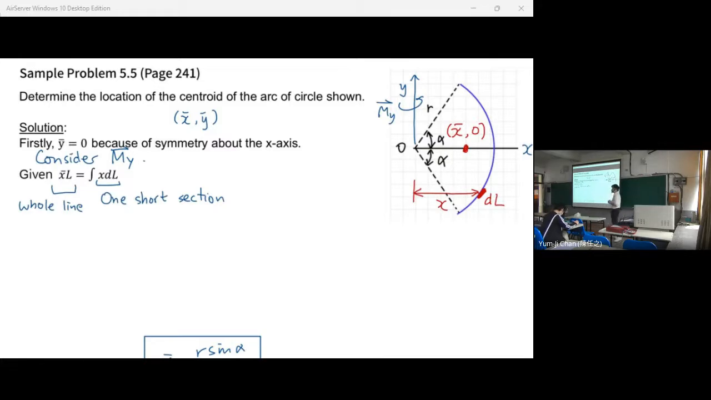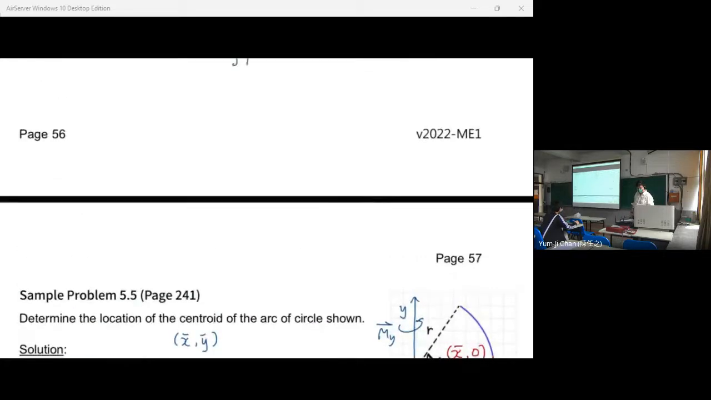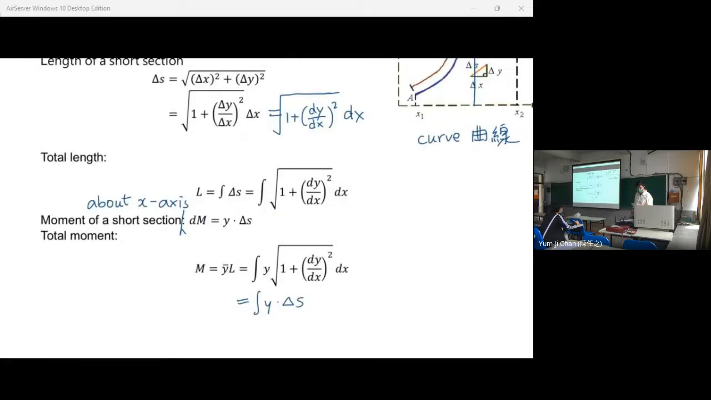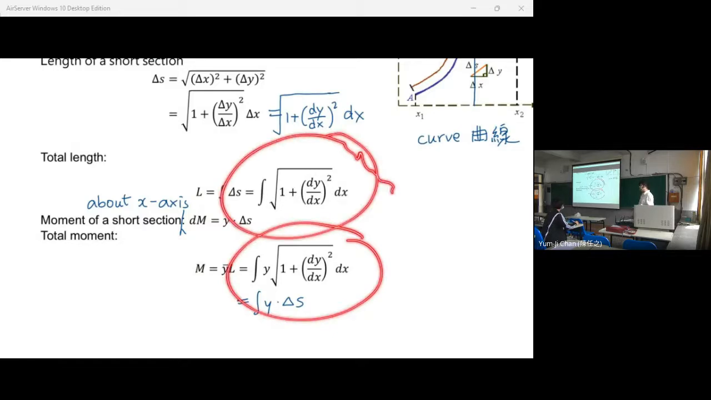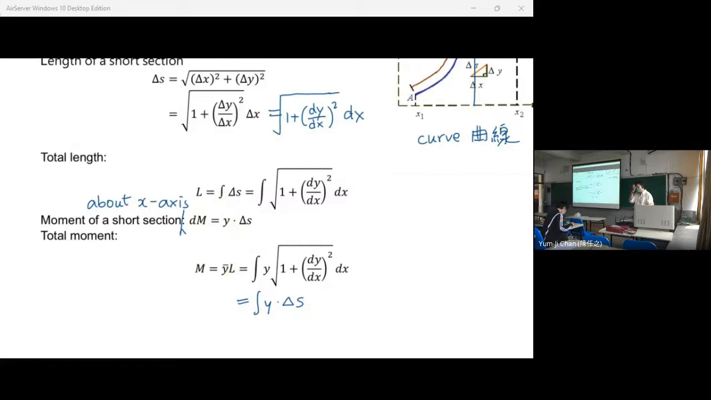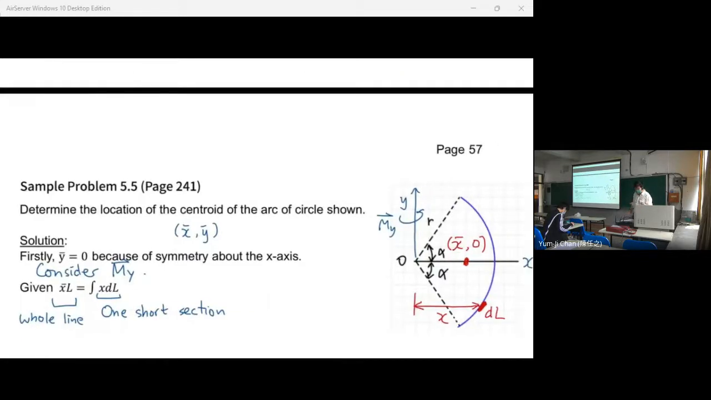Now, on the previous page, we have mentioned that the length of the line and the moments about the line can be determined using this dy dx. But in a circle, we know what the equation of a circle for radius r is. R squared is equal to x squared plus y squared, right?